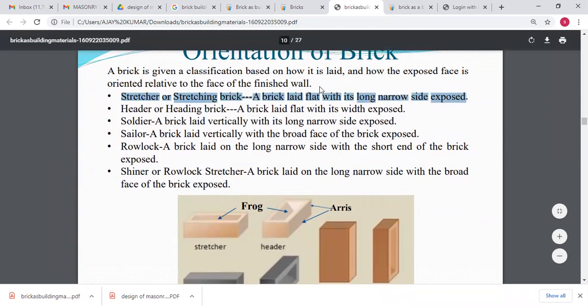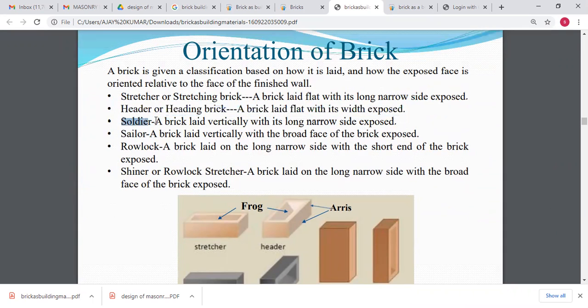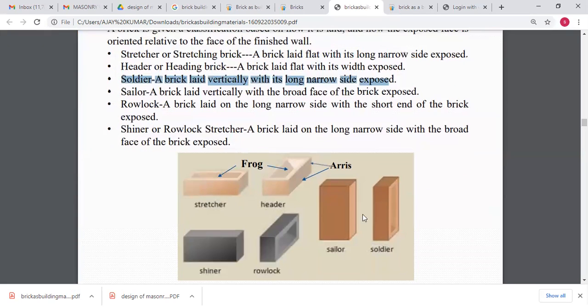A brick laid flat with its long narrow side exposed. Next, header and heading brick. A brick laid flat with its width exposed is called a header. Next, soldier. A brick laid vertically with its long narrow side exposed. You can see the figure here, soldier. This type of model is called a soldier. Next, sailor. A brick laid vertically with the broad face of the brick exposed is called a sailor.